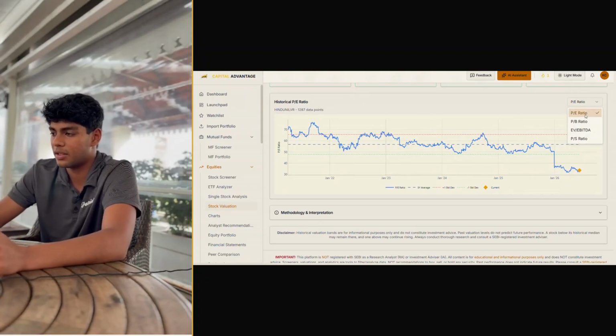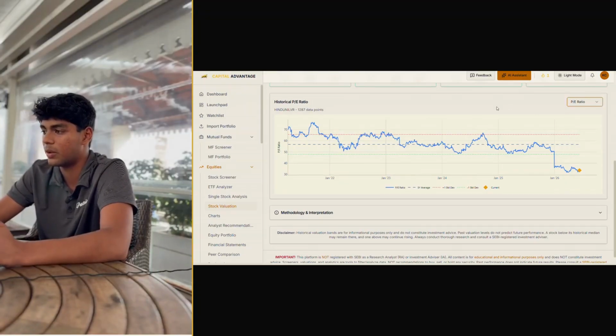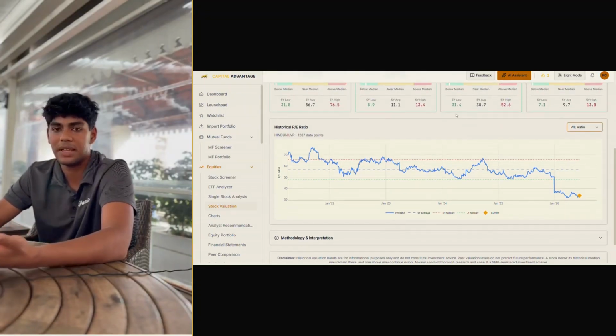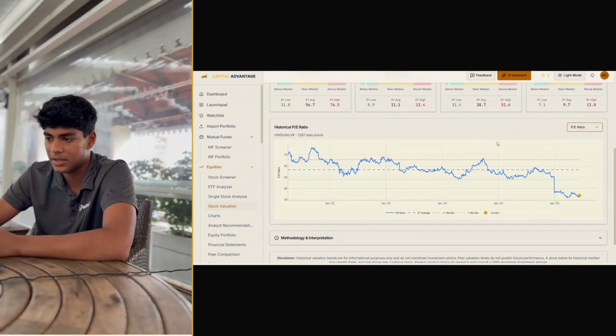Now below that is a visual analysis of these ratios. In this, we can choose whether we want to visually analyze the PE ratio, the PB ratio, any of the ratios for the last 5 years.